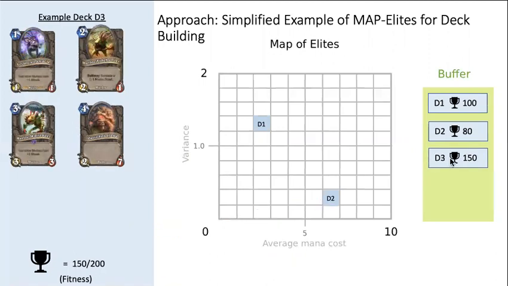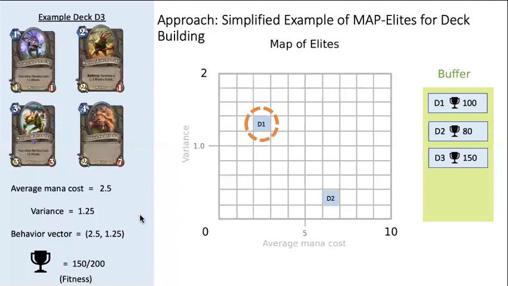D3 is back in the buffer. It's been evaluated over 200 games. It has a fitness of 150. We go through, we plot the point, but there's a hitch. There's something already occupying this cell in this map of elites.